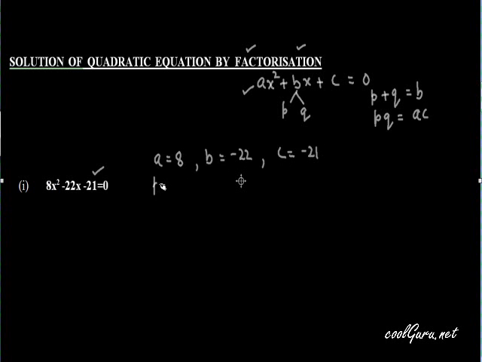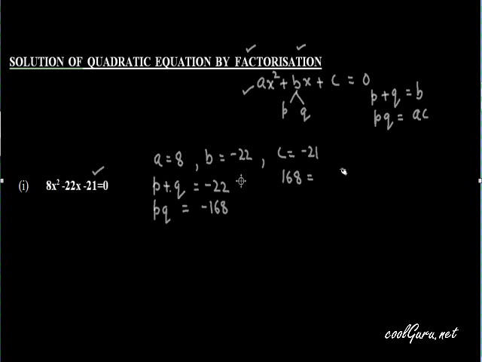Now we want two numbers p and q such that their sum should be b, which in this case is negative 22, and the product of p and q should be 8 multiplied by minus 21, which is minus 168. Now what is our next step? We will simply find the factors of 168.